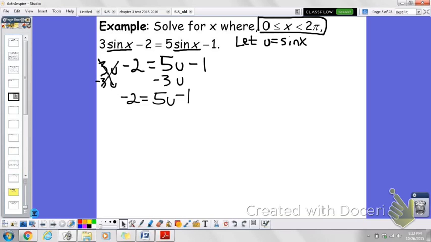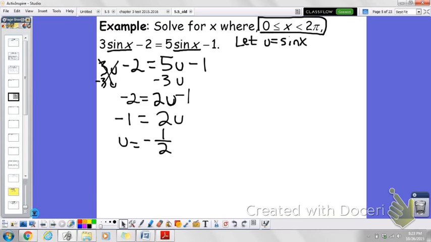minus 1. Add 1 to both sides, I get negative 1 is equal to, I'm sorry, not 5u. This will be a 2u. So we have negative 2 equals 2u minus 1. Add 1, I have negative 1 is equal to 2u. And then u will be equal to negative 1 half.